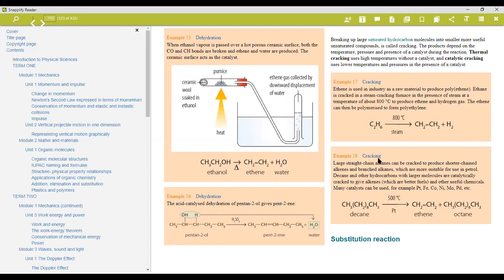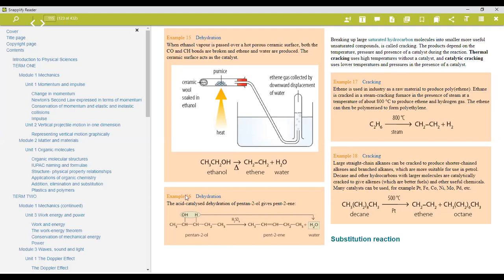Okay. So I also want to check an example of thermal cracking and catalytic cracking. As you see here, they say breaking up large hydrocarbon molecules into smaller useful unsaturated compounds is called cracking. See, smaller and useful compounds. So the product depends on the temperature, pressure, and presence of a catalyst during the reaction. Thermal cracking uses high temperature without a catalyst, and catalytic cracking uses lower temperature.